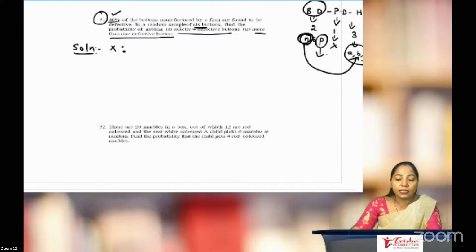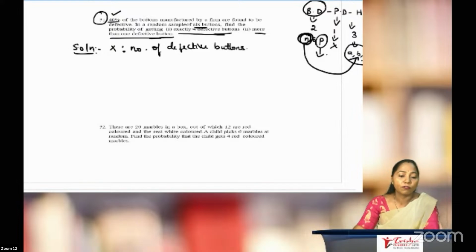Read the question. They are asking you to find some probability, and the probability is regarding defective buttons. Exactly 4 defective buttons, more than 1 defective button. So based on the asked question, for which we have to find the probability, define your X. And whenever it is binomial, Poisson or hypergeometric, our X will be some number because it is a discrete distribution where the values are obtained by a counting process. In this case, our X will be the number of defective buttons. Name the distribution: X follows BD, binomial distribution with 2 parameters n and p.